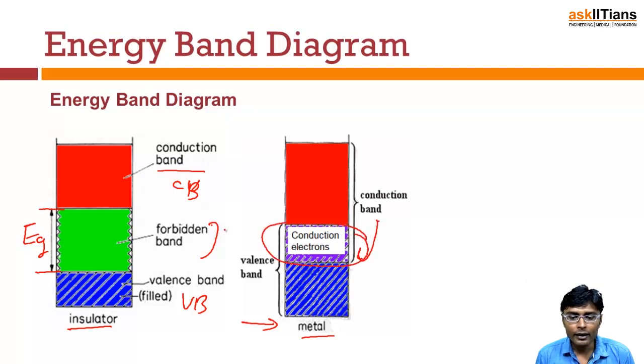So this region represents the overlap between the valence band and the conduction band. That means there are a large number of electrons available for conduction even at room temperature, or at zero voltage. We are not applying any external voltage, electric field or magnetic field, yet there are a number of electrons available in the conduction band for conductivity. Therefore we say that metals are conductors. Conductor means that conductivity is large, right?